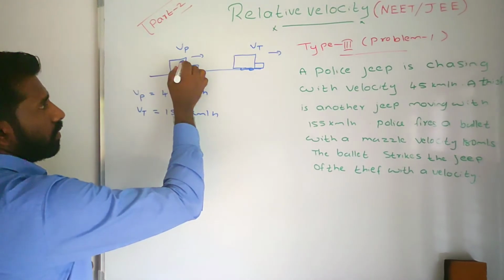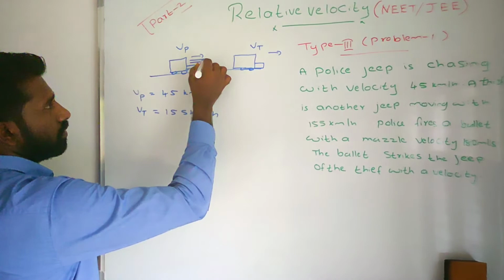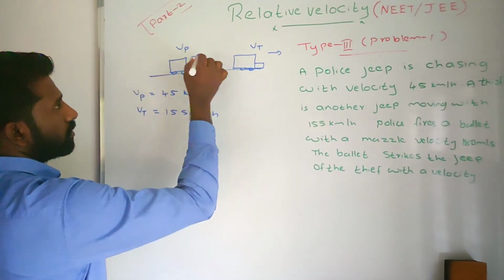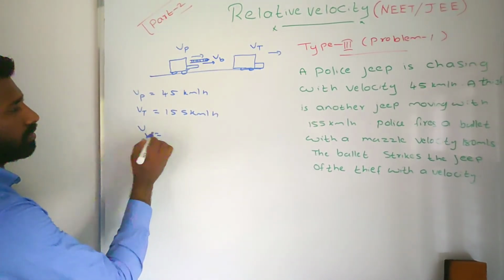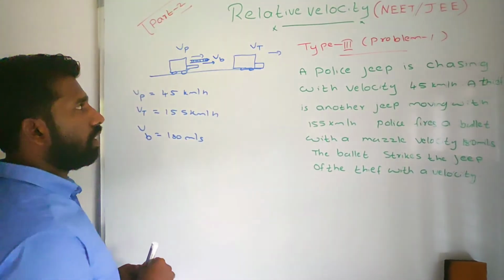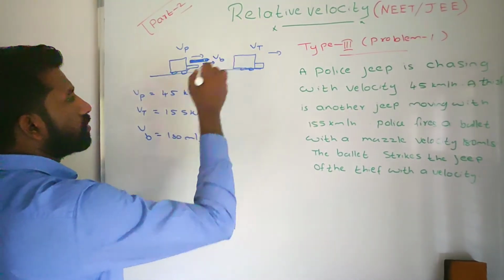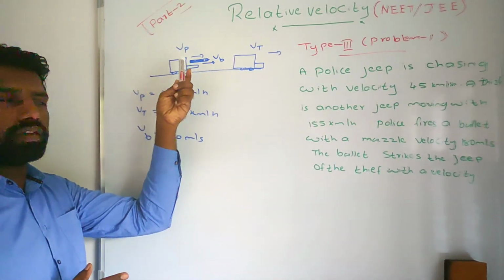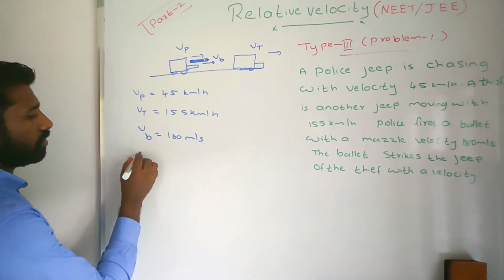A police person fires a bullet. Clear? Assume it as a bullet. This bullet is moving in the same direction as the police jeep. The velocity of the bullet is how much? That is 190 meter per second. With what velocity will this bullet strike this jeep? That is the relative velocity of this bullet with respect to the thief jeep. So we will see that relative velocity.